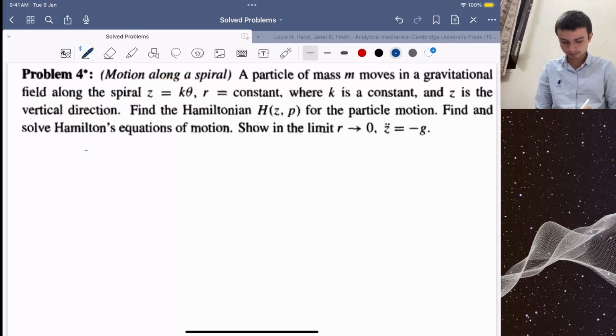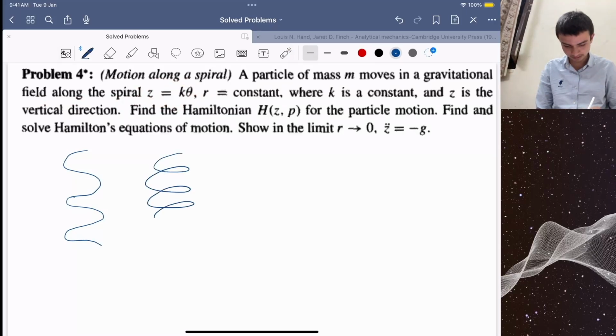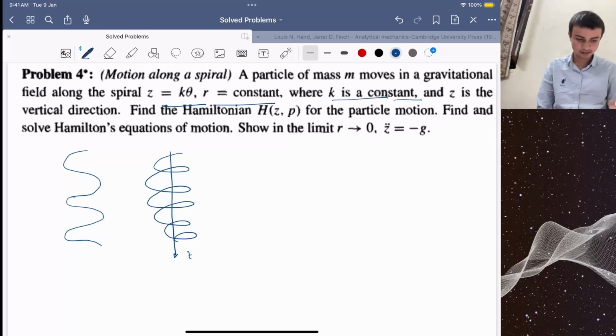If you look at it in one plane, you will be going around in a circle, and you're also moving along z. Here r is constant, k is also a constant, and z is the vertical direction. Now I need to find the Hamiltonian as a function of z, my canonical coordinate, and p, my canonical momentum for the particle motion.